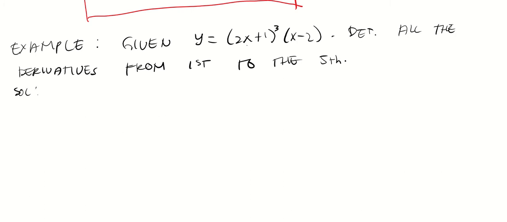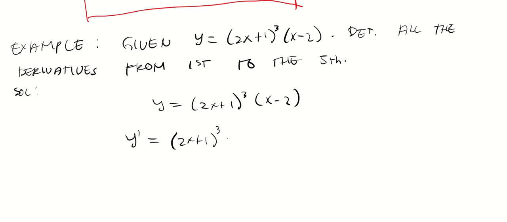So this is a product. Y equals 2x plus 1 cubed times x minus 2. We can actually expand this, but I can just apply the product rule directly to solve for y prime, or the first order derivative. So applying the product rule, take the first term, copy, then multiply it with the derivative of the other. Derivative of x minus 2 is equal to 1.